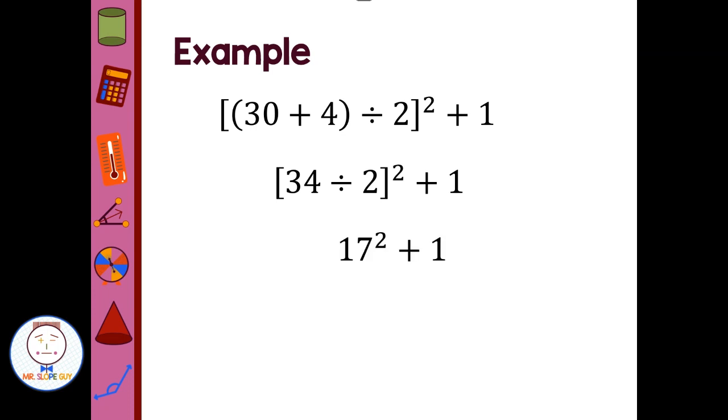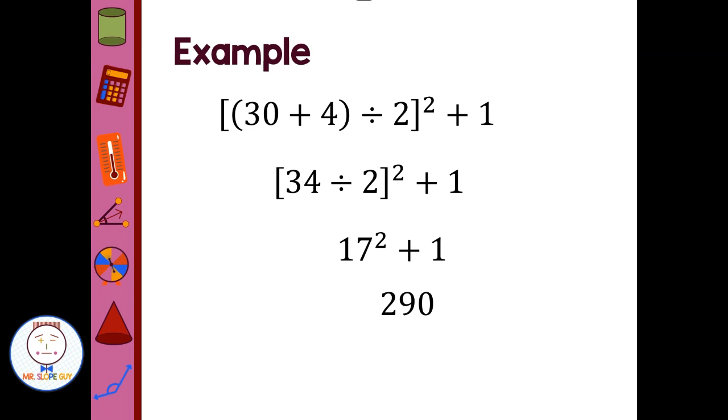And then I'm left with an exponent and I'm left with addition. So according to order of operations, which one should I do first? Well, I should do the exponent first. 17 times 17 is what? 289. 17 times 17 is 289, plus 1 is 290.